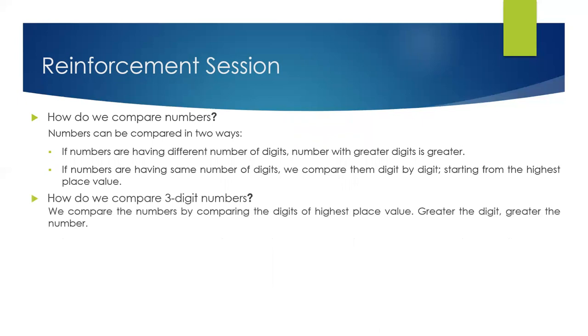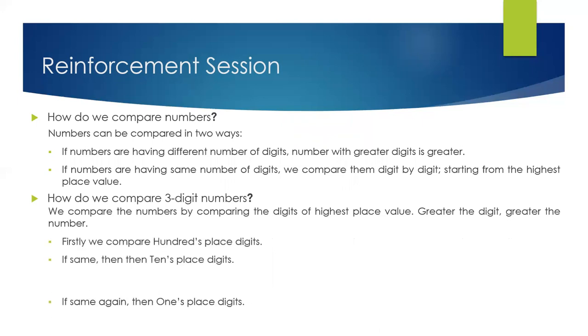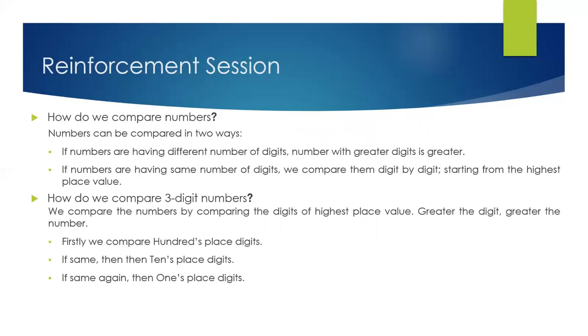So how do we compare three-digit numbers? We compare the three-digit numbers by starting from the highest place value. Firstly, we compare hundreds, then we compare tens, and then we compare ones. And wherever we find some different digit, we compare those digits, and likewise we compare those numbers.